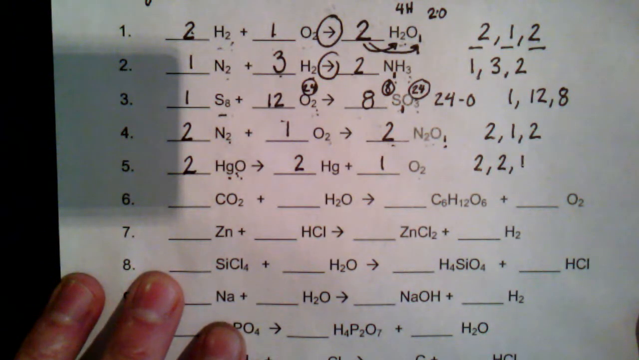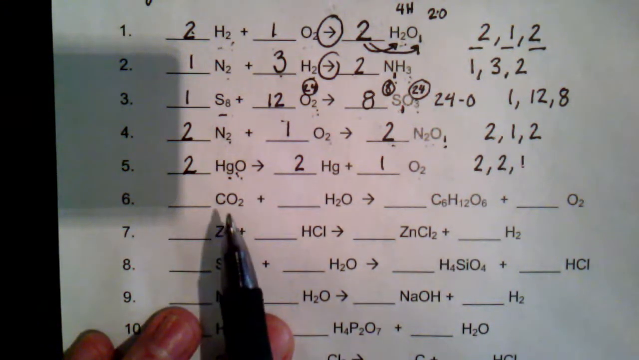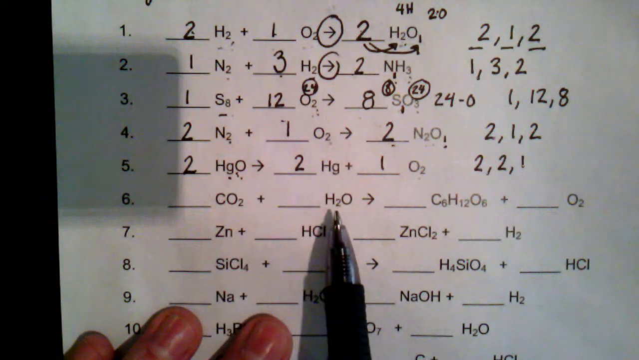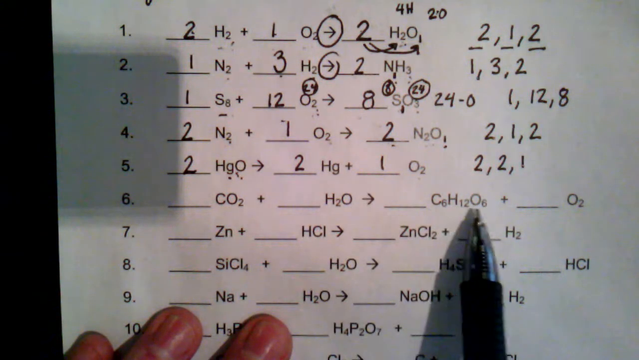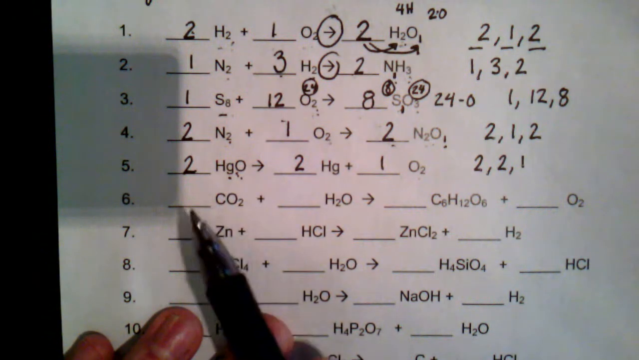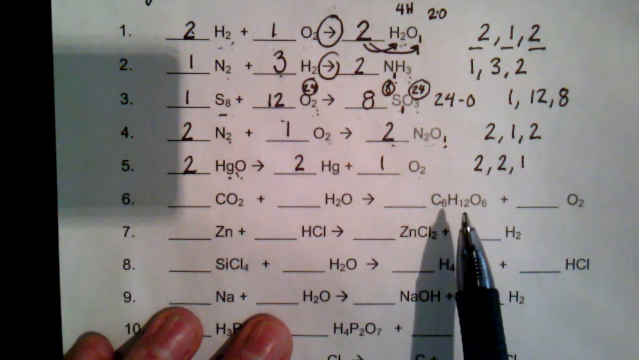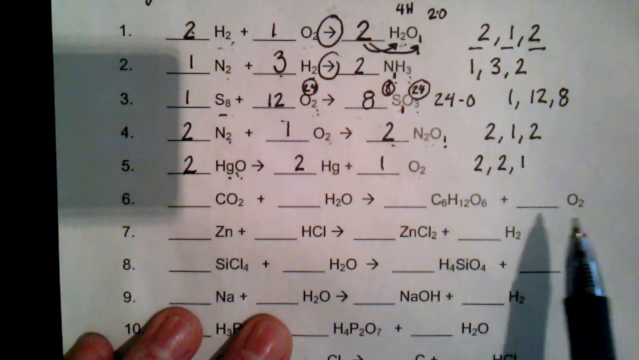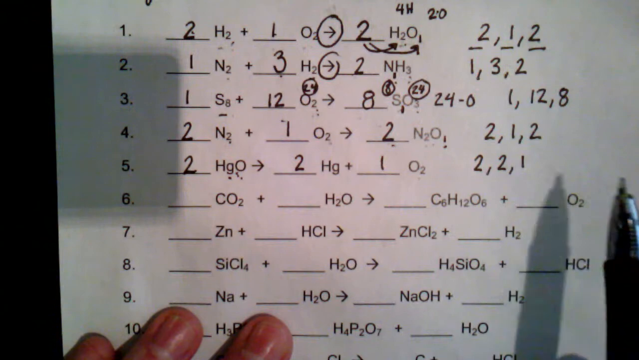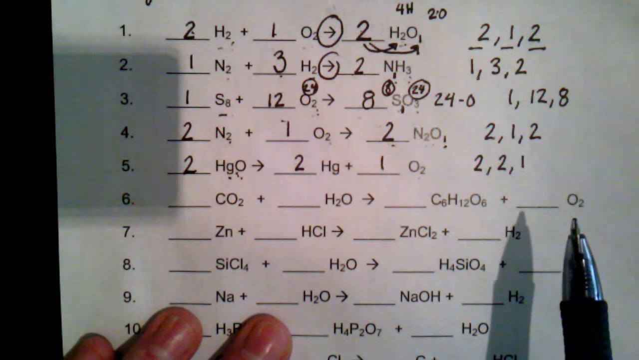Okay, number 6 looks really difficult, but it's not really. This is actually the equation for photosynthesis. So you take carbon dioxide and water, and it makes sugar and oxygen. Remember, carbon dioxide is what the trees take in. That's what we breathe out. It needs water. It makes sugar. That's what the trees use for energy. And then the oxygen is a byproduct. It kind of breathes it out, and then we breathe it in.